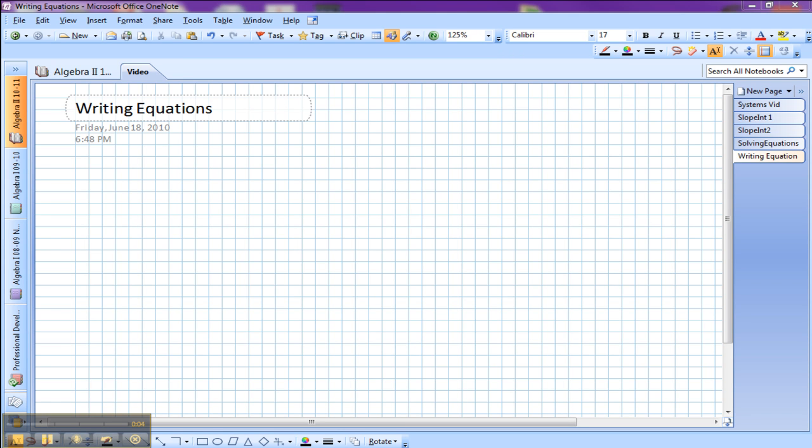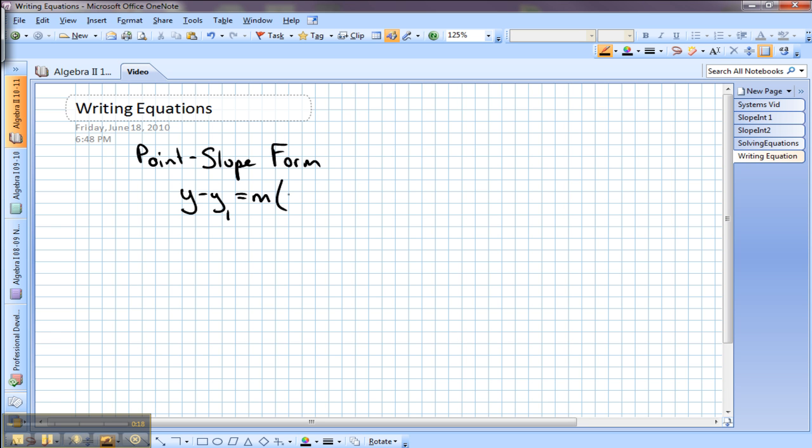To write the equation of a line, we are going to use point-slope form. Point-slope form is y minus y1 equals m times the quantity x minus x1. It is called point-slope form because you substitute in the x and y values from an ordered pair, and you also substitute in the slope, hence the name point-slope form.